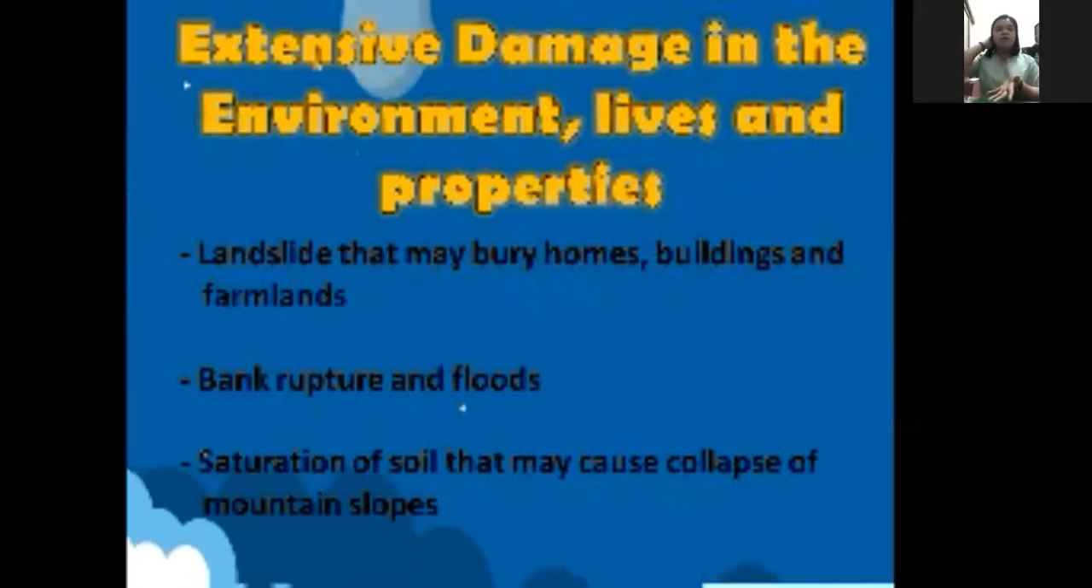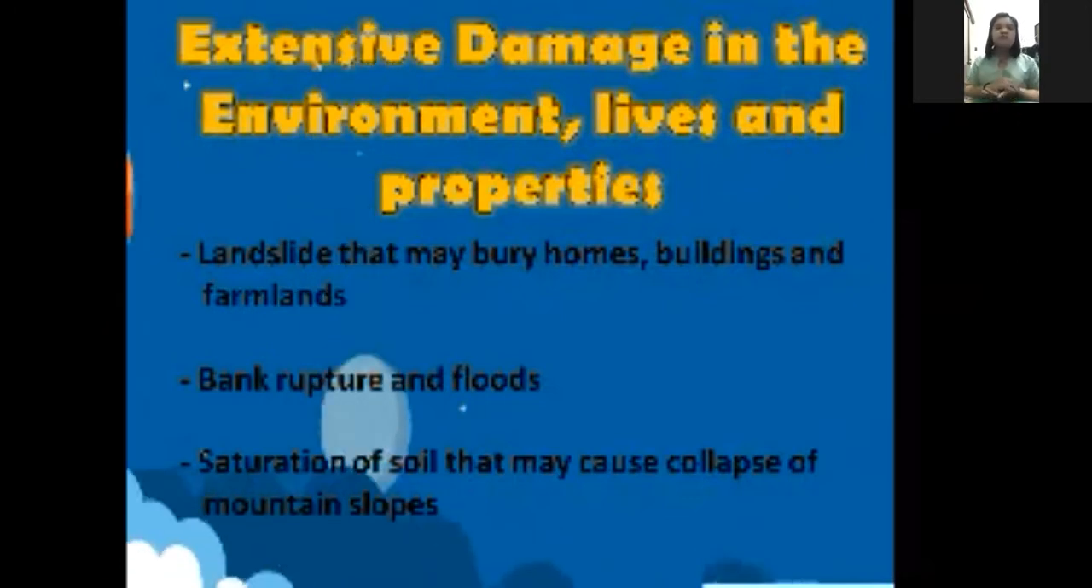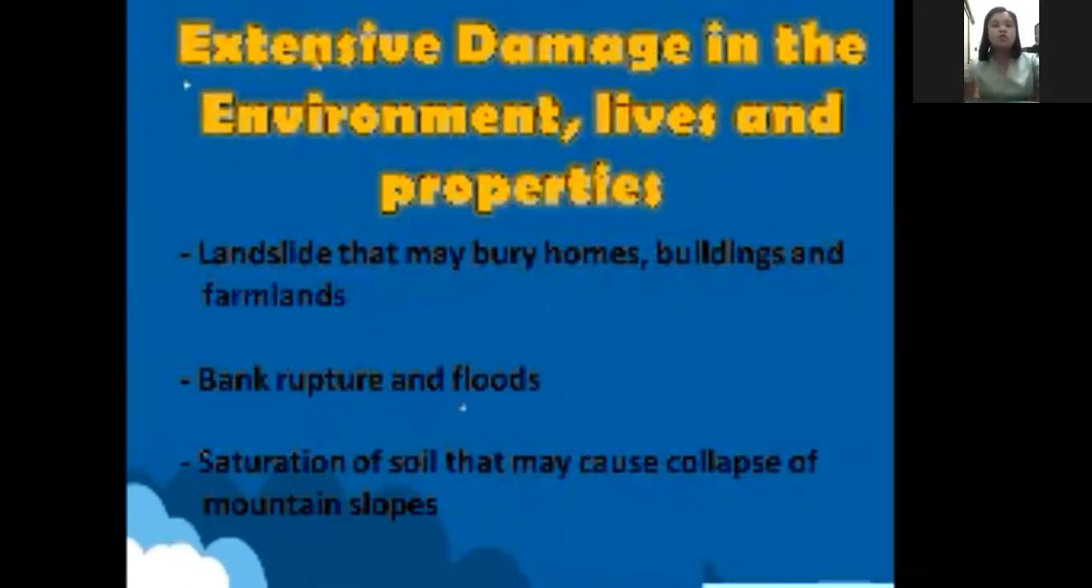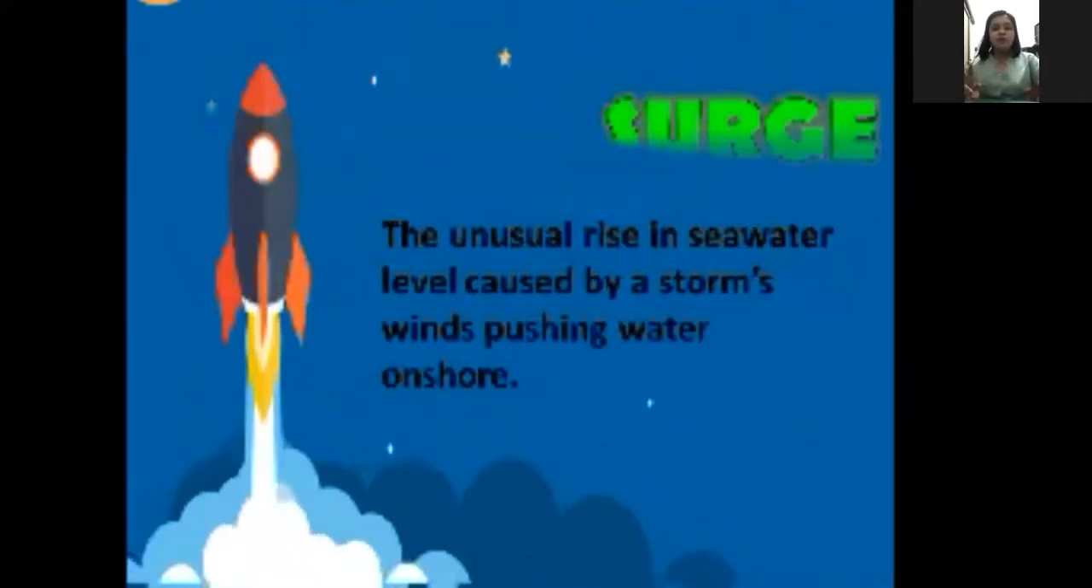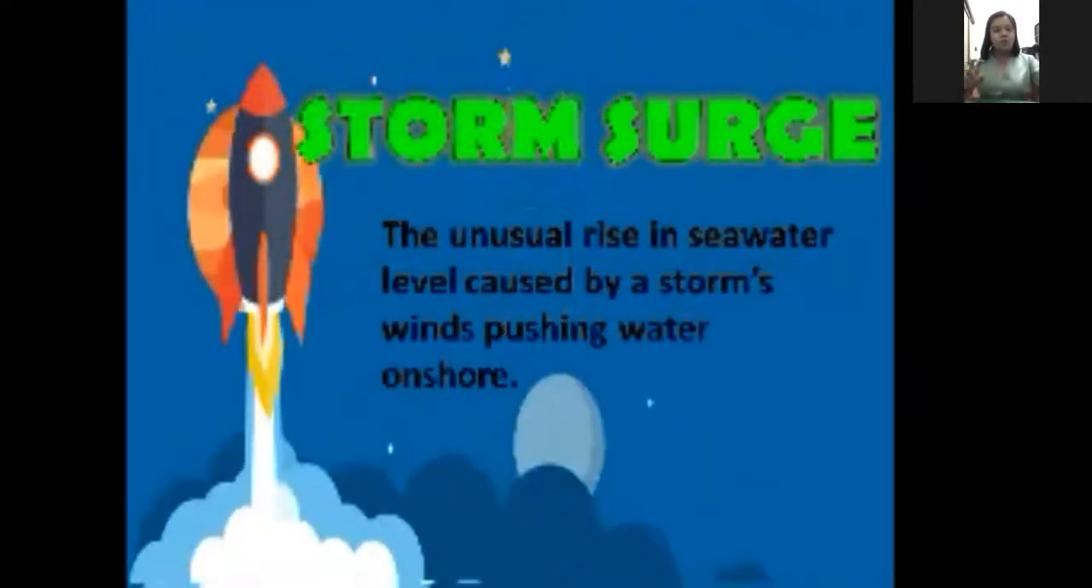Okay, because the soil becomes soft, since it is saturated or soaked with water. That's why there's landslide or collapse of the mountain slopes. So those are the extensive damage in the environment, lives, and properties of typhoon.